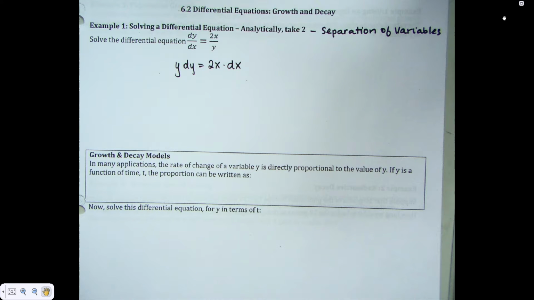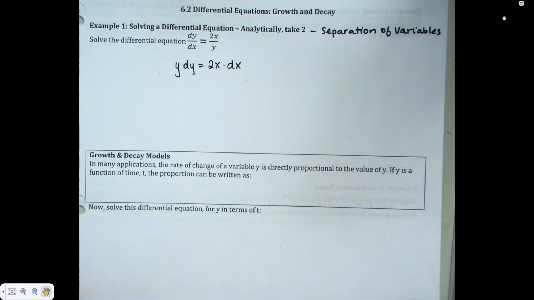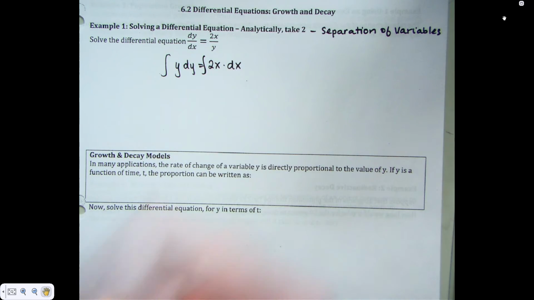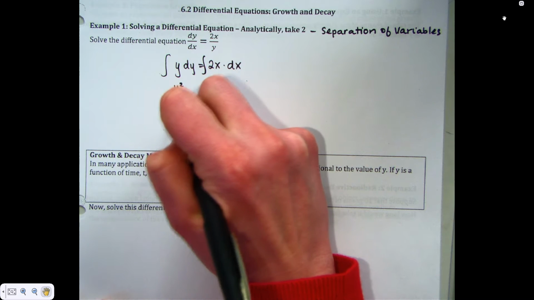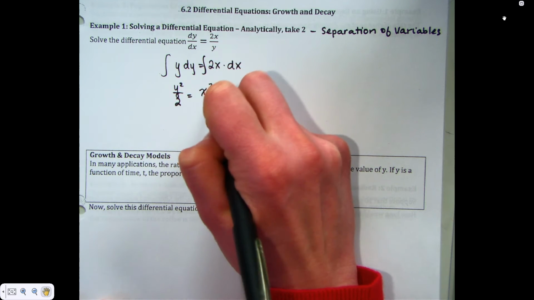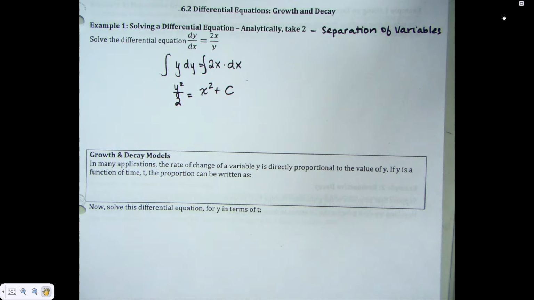Once I have all the y's on the left, all the x's on the right, really the constant can go either way. Typically, you'll just leave it where it was, so I'm going to leave it on the right-hand side. Then I would go ahead and integrate both sides. I would get y squared over 2, and let's see, the 2 would cancel with the half, so x squared plus c. And if I wanted to, I could circle the answer right here.